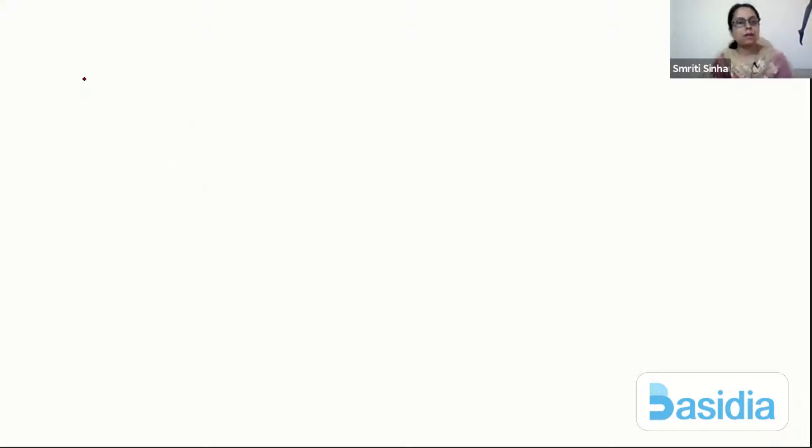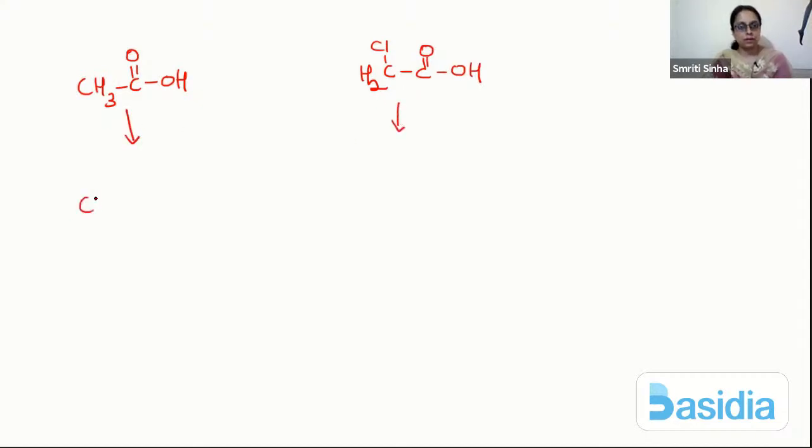The first example is, if you have acetic acid with you, and if you have monochloroacetic acid, because in acetic acid I have substituted one hydrogen by chlorine. Now try to draw the conjugate base of this. Actually here both of them are stable conjugate bases, because obviously due to resonance, but the second one is more stable.